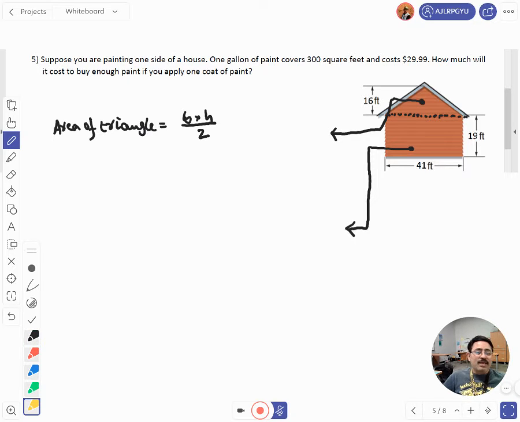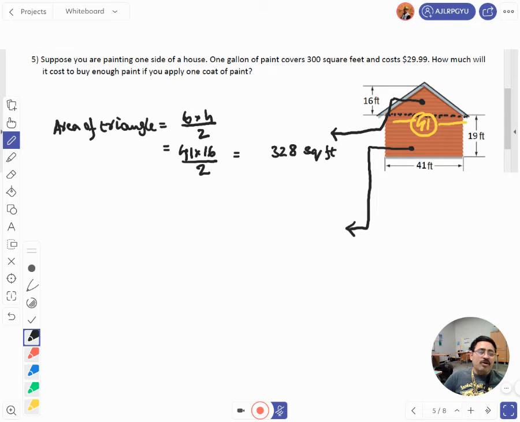Please notice that if this is 41 feet, then this one also should be 41 because opposite sides are equal. So what is the value of base? That is 41 feet, multiplied by the height. You can see that the height of the triangle is 16 feet, divided by 2. You can make use of a calculator. It is 328 square feet.